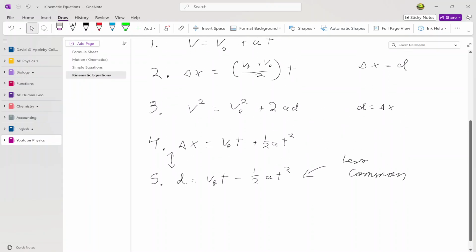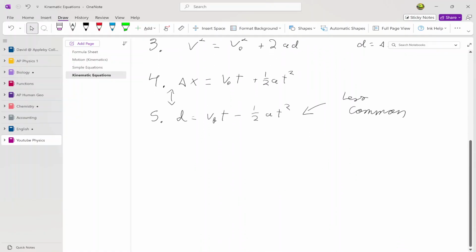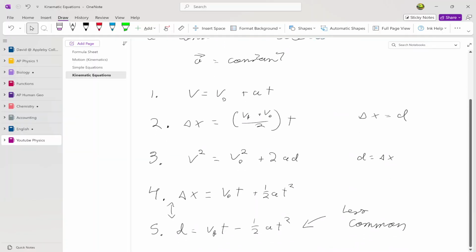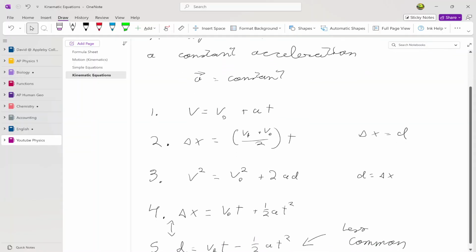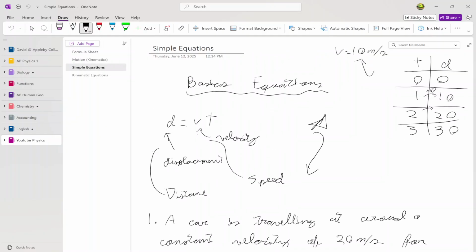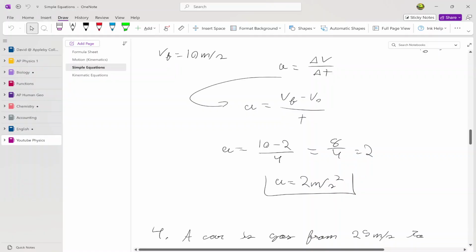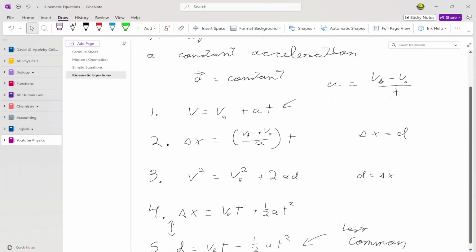So yeah, those are just the basic kinematic equations. At one point, you also have to familiarize yourself with isolating variables. For example, if we want to isolate a here, we would do v final minus v0 over t, which, look at that, is the same equation for acceleration that we know. Isn't that crazy? That's because all of these equations are derived from the kinematics.